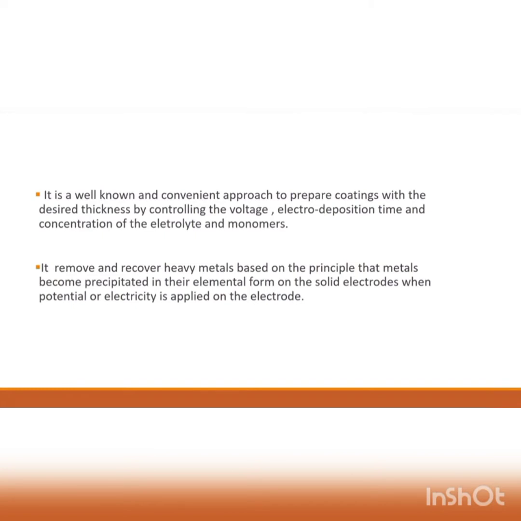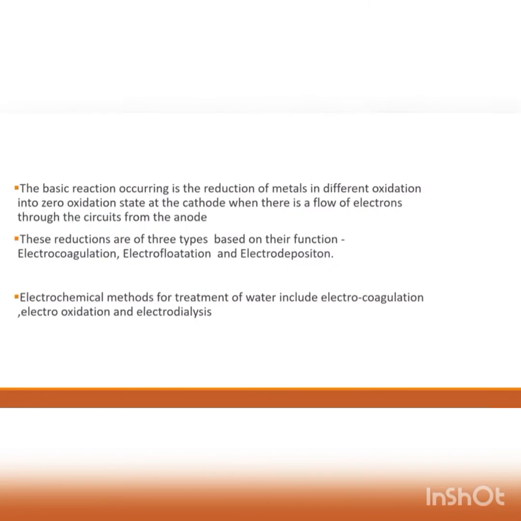It removes and recovers heavy metals based on the principle that metals become precipitated in their elemental form on the solid electrodes when potential or electricity is applied on the electrode. The basic reaction occurring is the reduction of metals in different oxidation states into zero oxidation state at the cathode when there is a flow of electrons through the circuits from the anode. These reduction reactions are of three types based on their function. They are electrocoagulation, electroflotation, and electrodeposition.